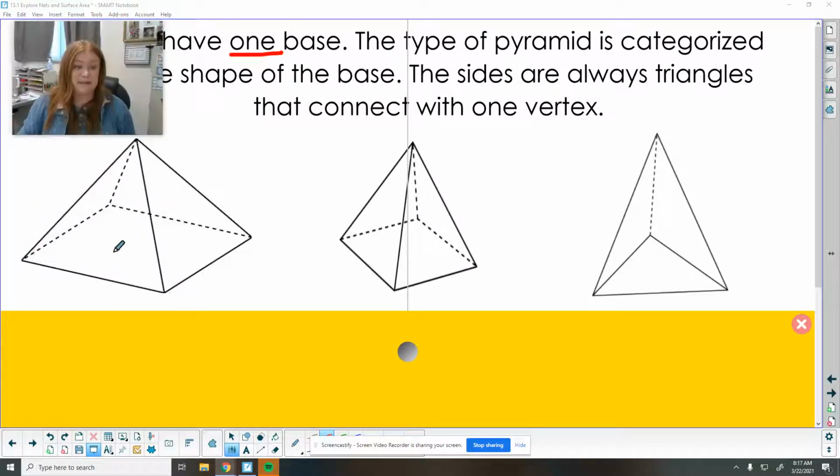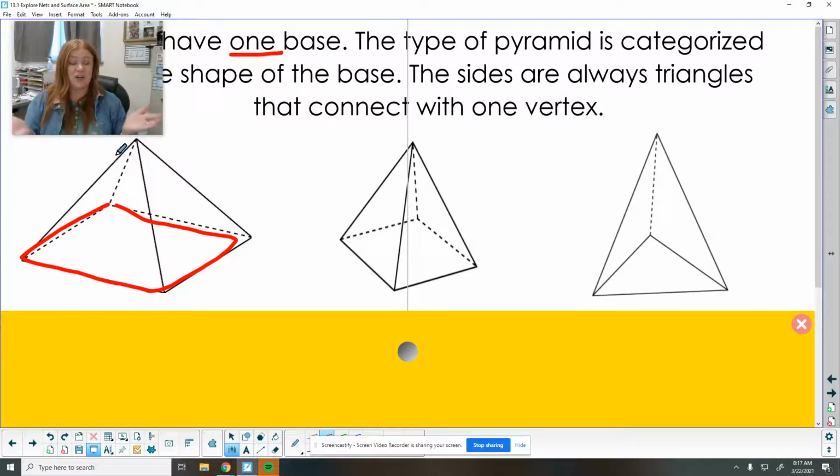So let's take a look at these here. We can see our base here is this rectangle. All of the things coming off of the rectangle are triangles, and they fold up to one point. So when they have one point up here at the top, and triangles with a shape on the bottom, this is a pyramid. This is particularly a rectangular pyramid. It needs 4 triangles and a base to connect together.